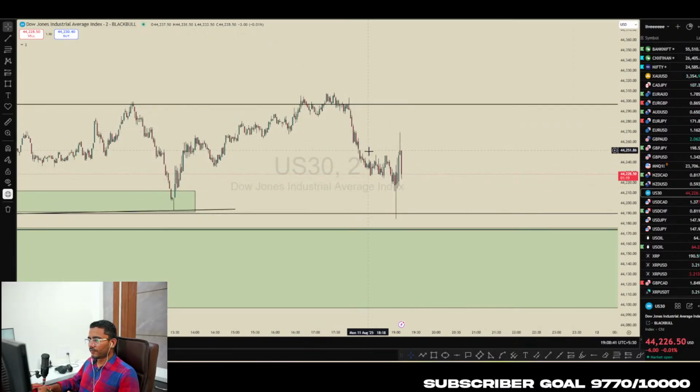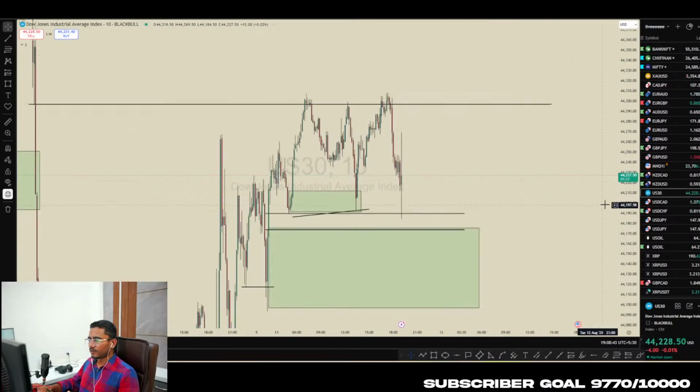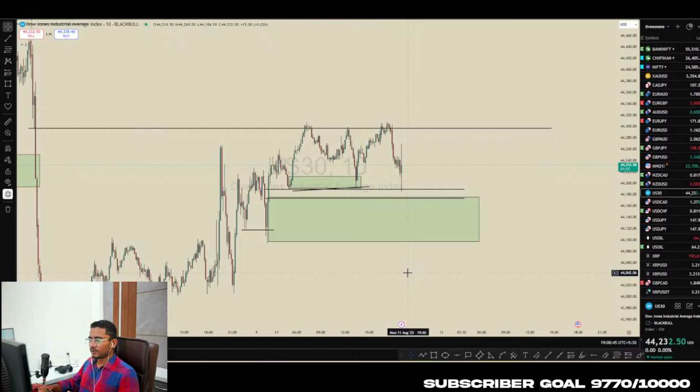So the price has been sweeping this liquidity. Now it will continue downside.